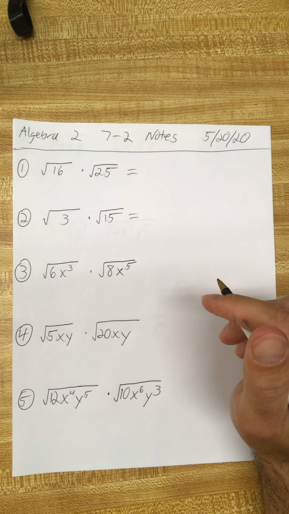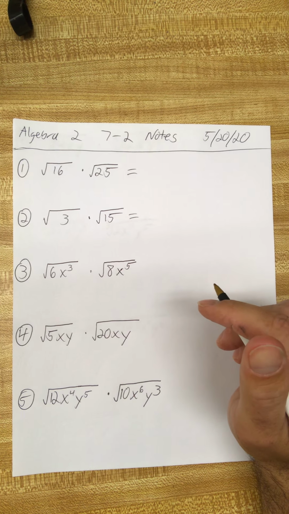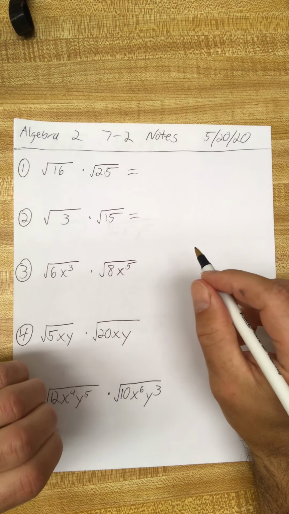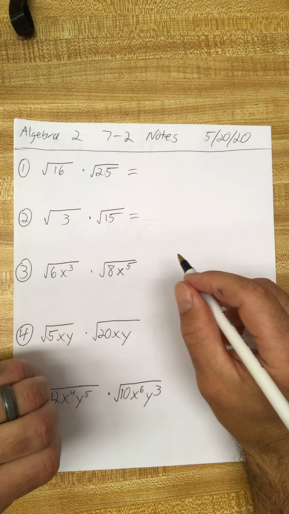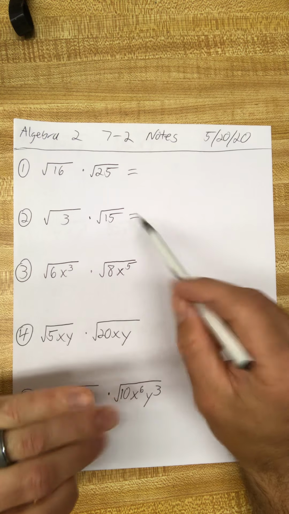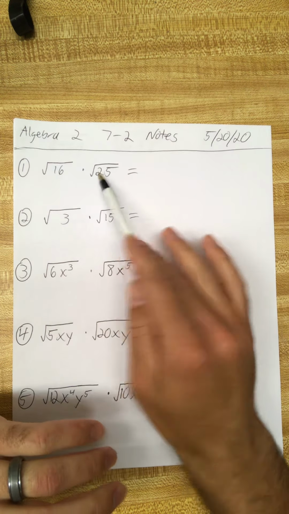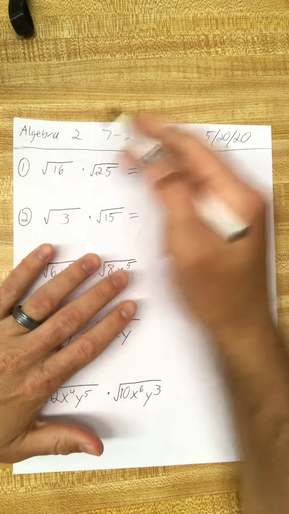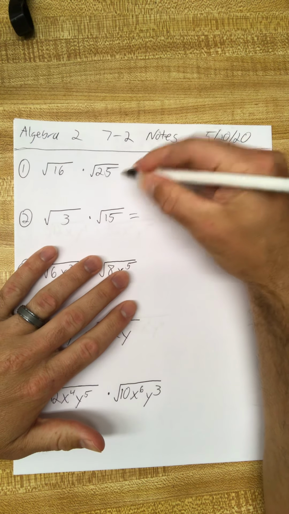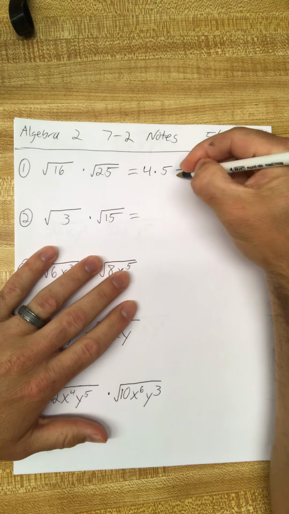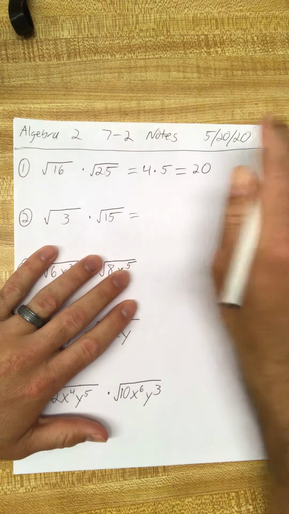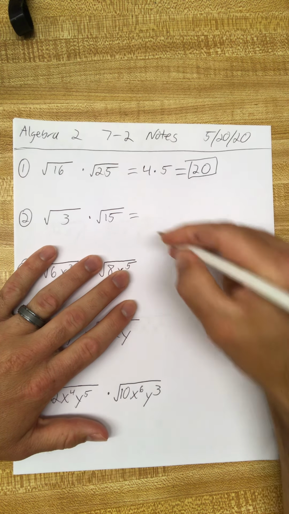All right, so last thing we have to go over here for 7-2 is simplifying square roots when you're multiplying them out. So if you notice that you have perfect squares right away, just take the square roots. Like square root of 16 is just 4, square root of 25 is just 5. You have 4 times 5 is 20. You're done. That's it. Don't do anything else.